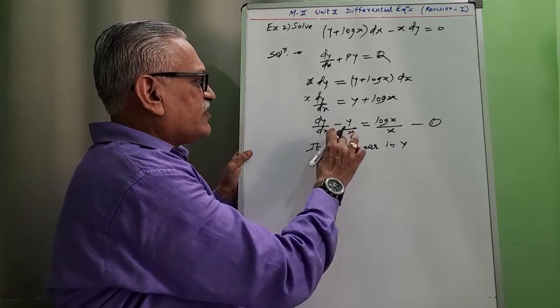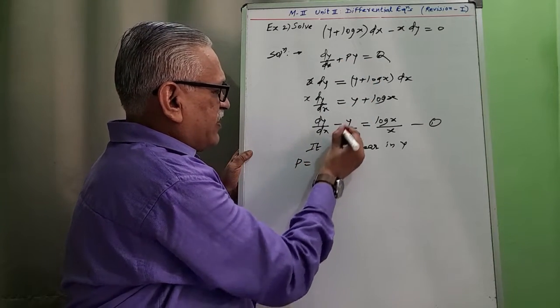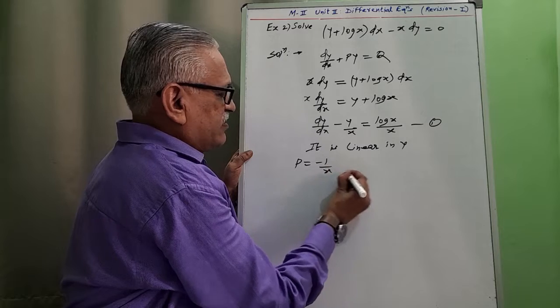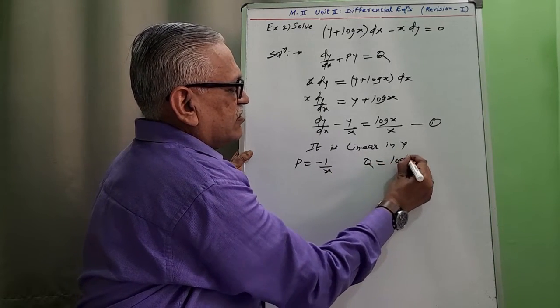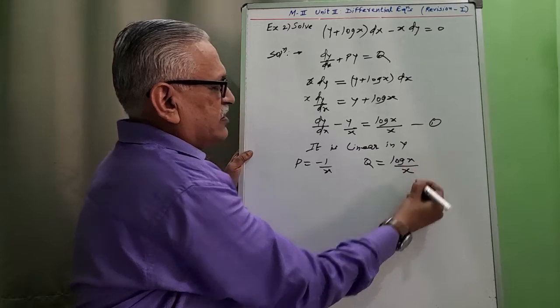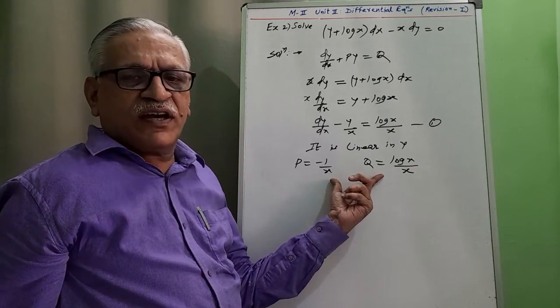And then compare and get the value of p and q. P is the coefficient of y, here it is minus 1 by x. Q is the term on the right hand side, log x by x. These two are either functions of x or constant. Here both are functions of x.